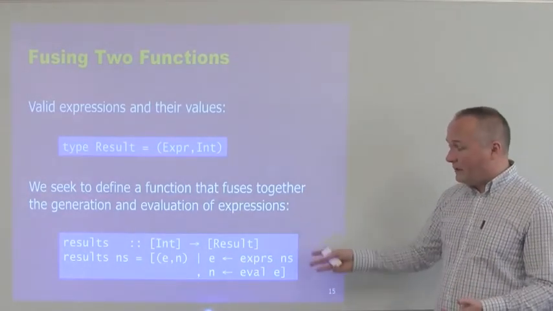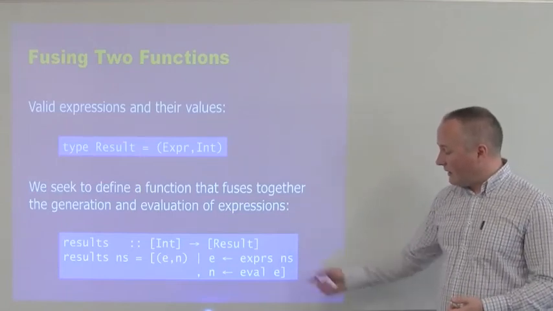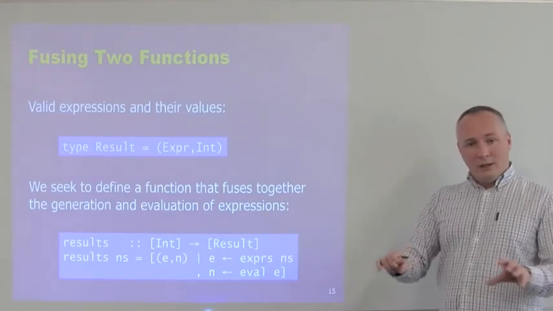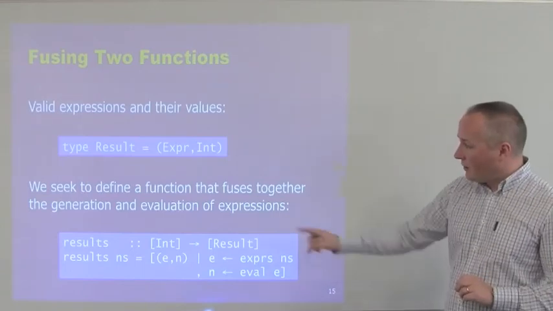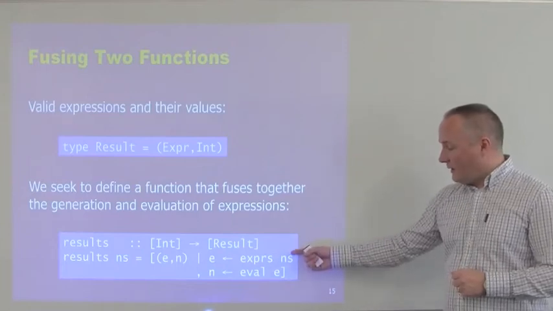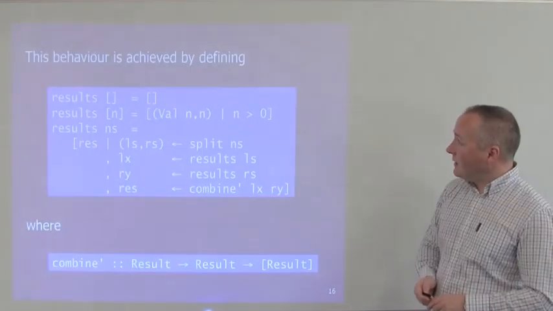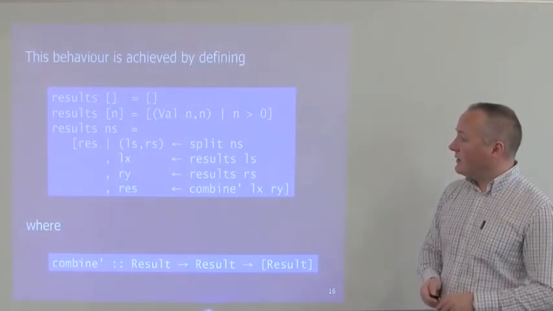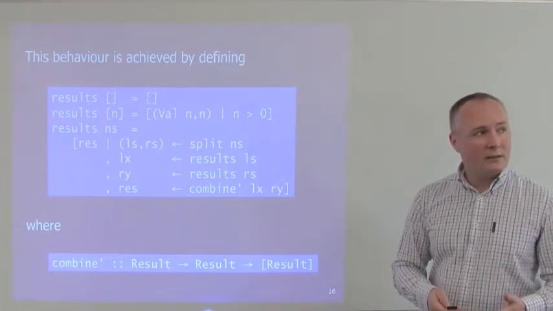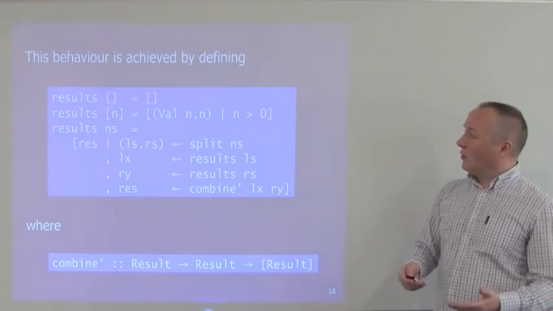But if we simply implemented results like this, we wouldn't get anywhere because we haven't done any fusion yet. This is the expressions function and this is the eval function that we started with. What we want to do is fuse them together to get a new function called results, which has this behavior but is defined independently of the original expressions function and the original evaluation function. It turns out to be quite simple to do this. Here's the way results is defined. It's defined using exactly the same pattern of recursion as the expressions function, but it does a little bit more.